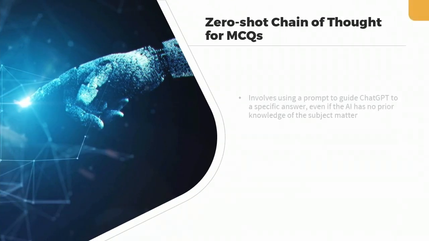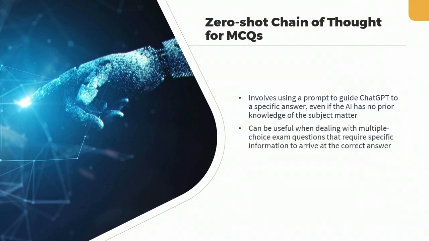Zero-shot chain of thought is a technique that involves using a prompt to guide ChatGPT to a specific answer, even if the AI has no prior knowledge of the subject matter. This can be useful when dealing with multiple-choice exam questions that require specific information to arrive at the correct answer. For example, if the AI is asked a multiple-choice question about a specific historical event, a zero-shot chain of thought prompt could start with a question like, what year did the event occur? This information can then be used to narrow down the possible answers and arrive at the correct answer.